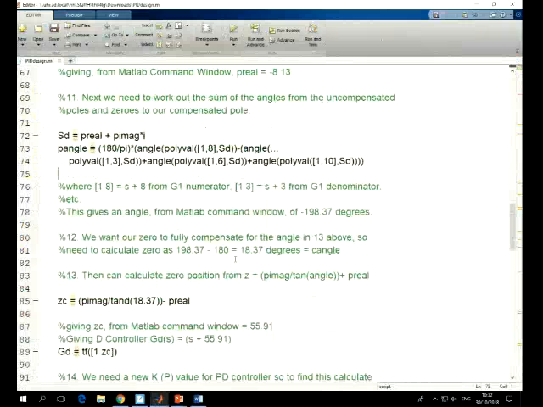And then we subtract 180 from that. And that gives us a new angle called C angle. Just gave them arbitrary names, you can call them what you want.